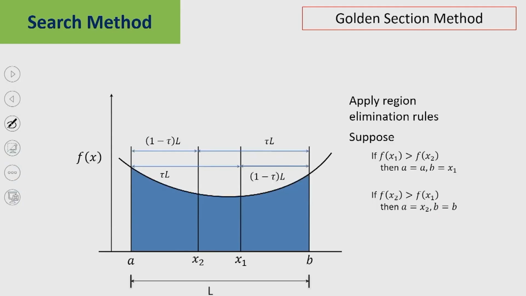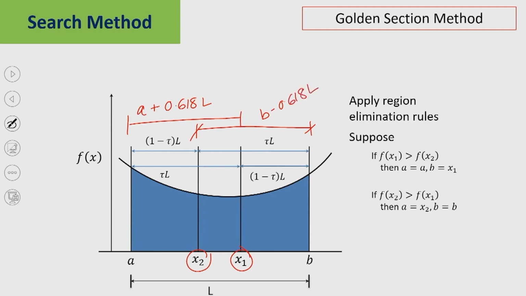The next method is the golden section search method. In this case, we are taking 2 points, x 1 and x 2. x 1 is A plus tau L, where tau is 0.618, and L is the absolute value of A minus B. Similarly, I am taking another point x 2, which is B minus 0.618 L. In interval halving you took 3 points, but here you are taking 2 points.